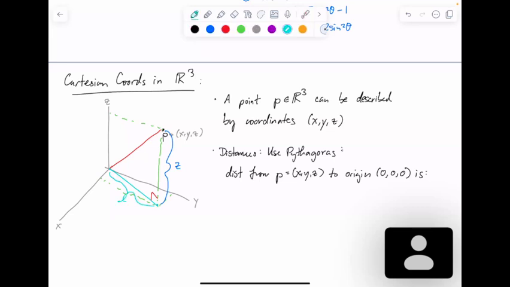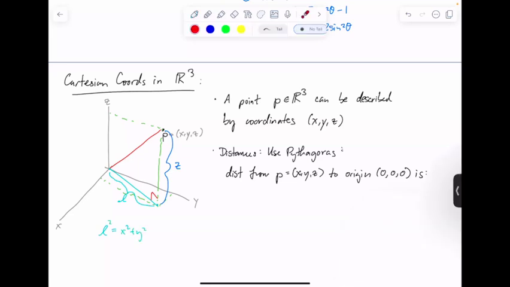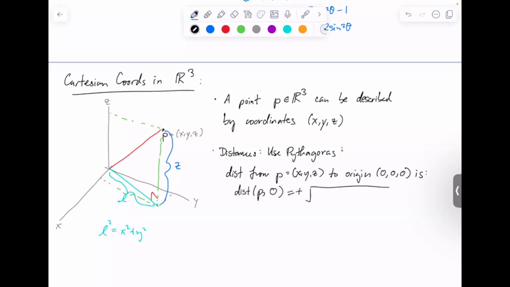Now, this length, let me call it little l. L squared is equal to x squared plus y squared, because on the xy plane you could draw a right triangle confined to the xy plane, and this is the hypotenuse of the right triangle with legs x and y. So L squared plus z squared is equal to this distance squared. So this distance is the square root of x squared plus y squared plus z squared.